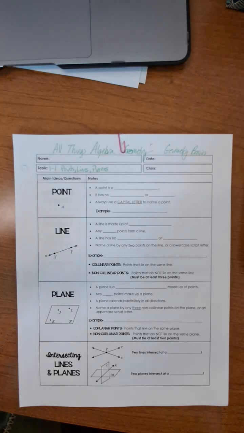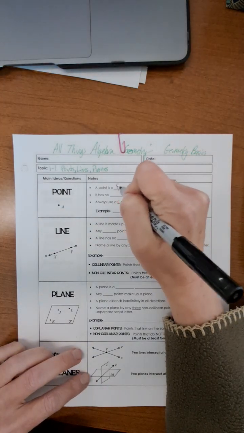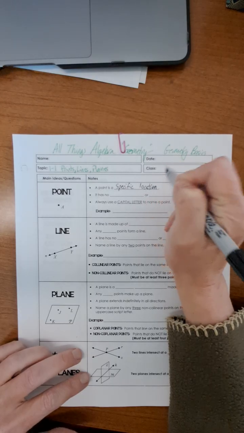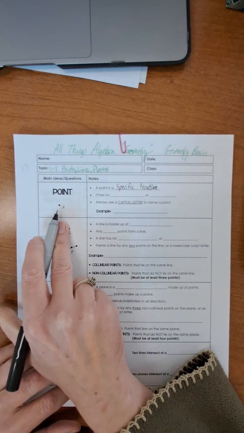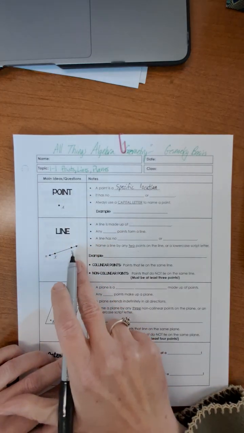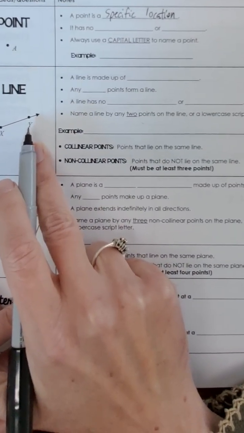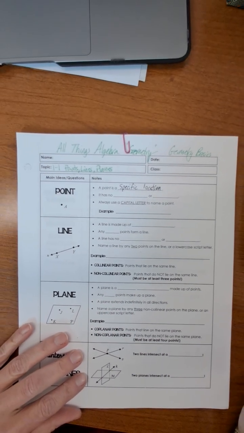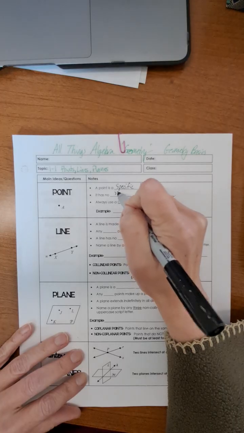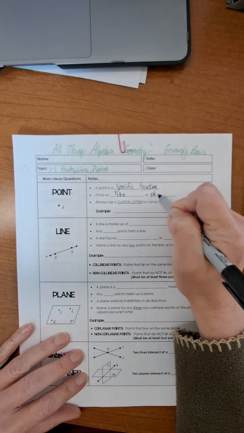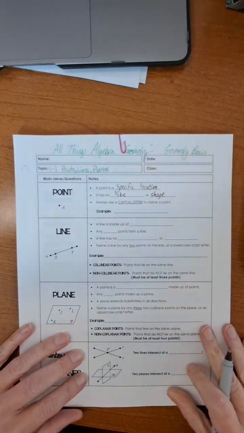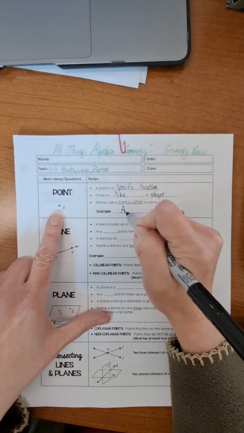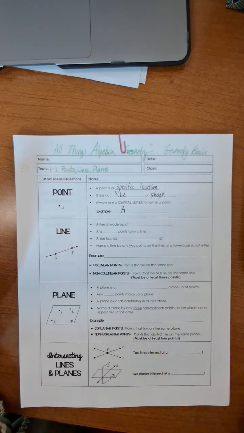A point is a specific location. Now you know it's going to be a capital letter, it's going to be a dot. You're going to put some dots together and that can make a line, a segment, a ray, lots of things like that. Okay, it has no size or shape. And again, it has to be a capital letter. So this is point A. Any capital letter like that, that's the specific location.